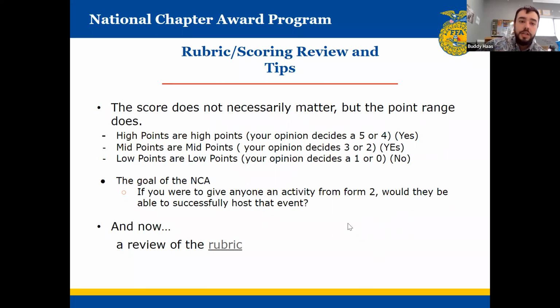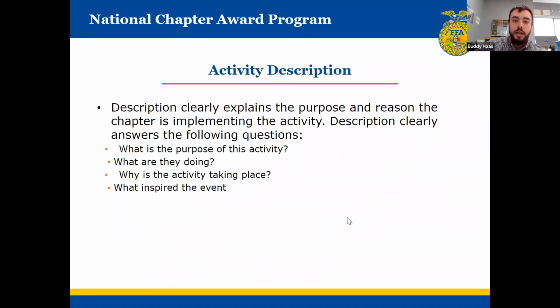The goal of the National Chapter Award is that if you were to give anyone the activity from Form 2, the entire activity from the activity description all the way through the photo caption, another chapter could replicate that event based on the information provided. So if you're reading each application or activity and you think, oh, this makes sense, and I can follow their thought process and what they're doing, that would be an example of a really well-written application.